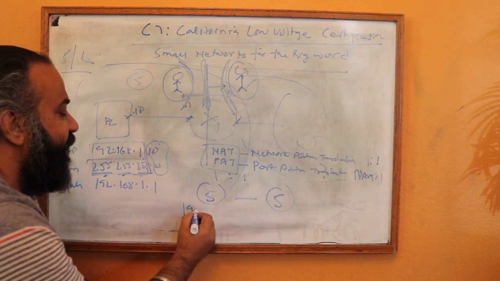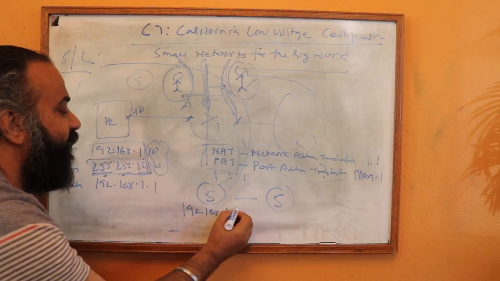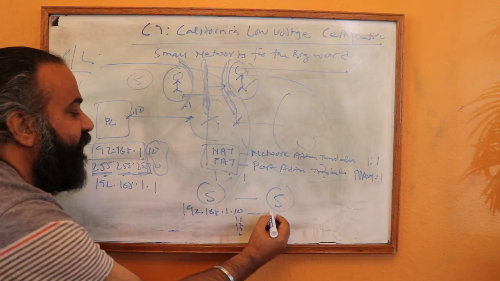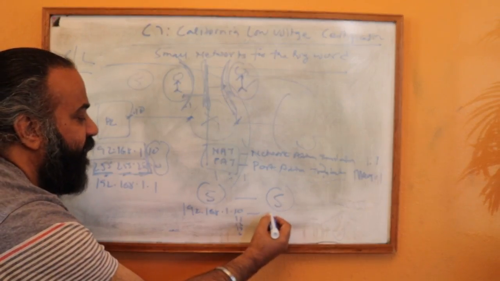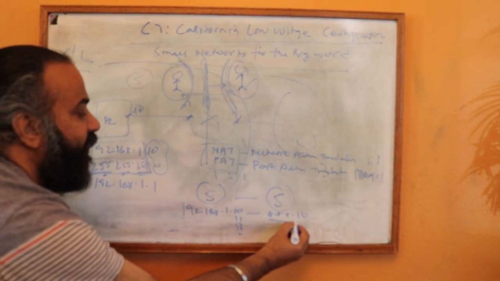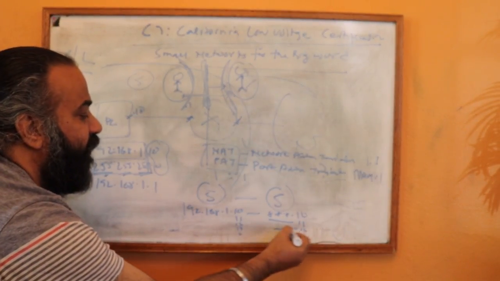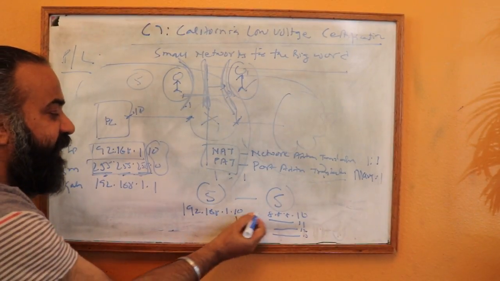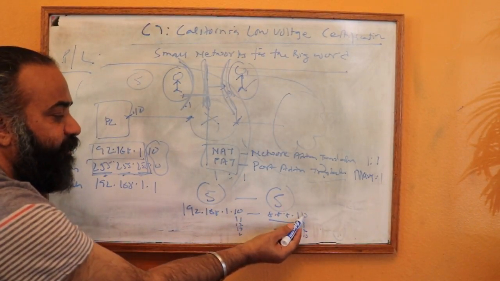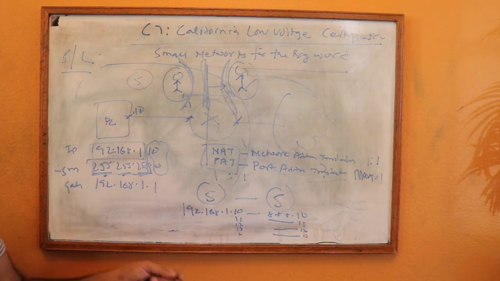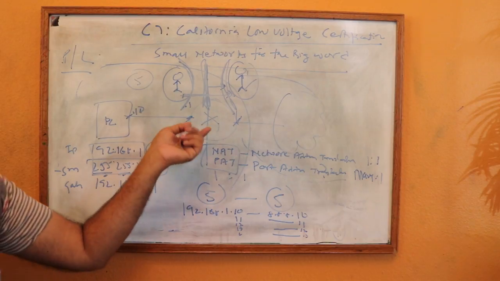So say 192.168.1.10, .11, .12, .13 and so on and so forth will get converted into an outside IP address. I'm just giving an example, right? 8.8.8.10, 8.8.8.11, 8.8.8.12, 8.8.8.13 and so on and so forth. So each IP address in the inside network is assigned an outside IP address, which is network address translation. And these configurations are done in the gateways.